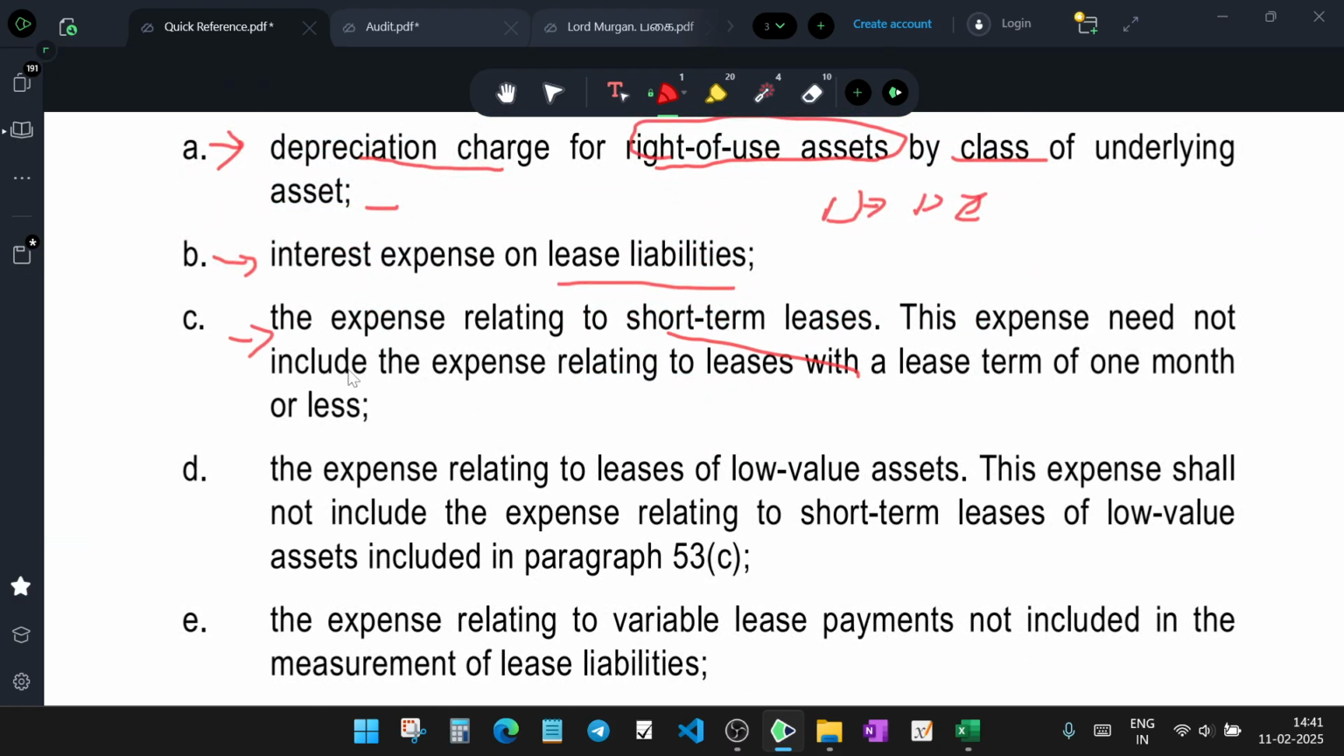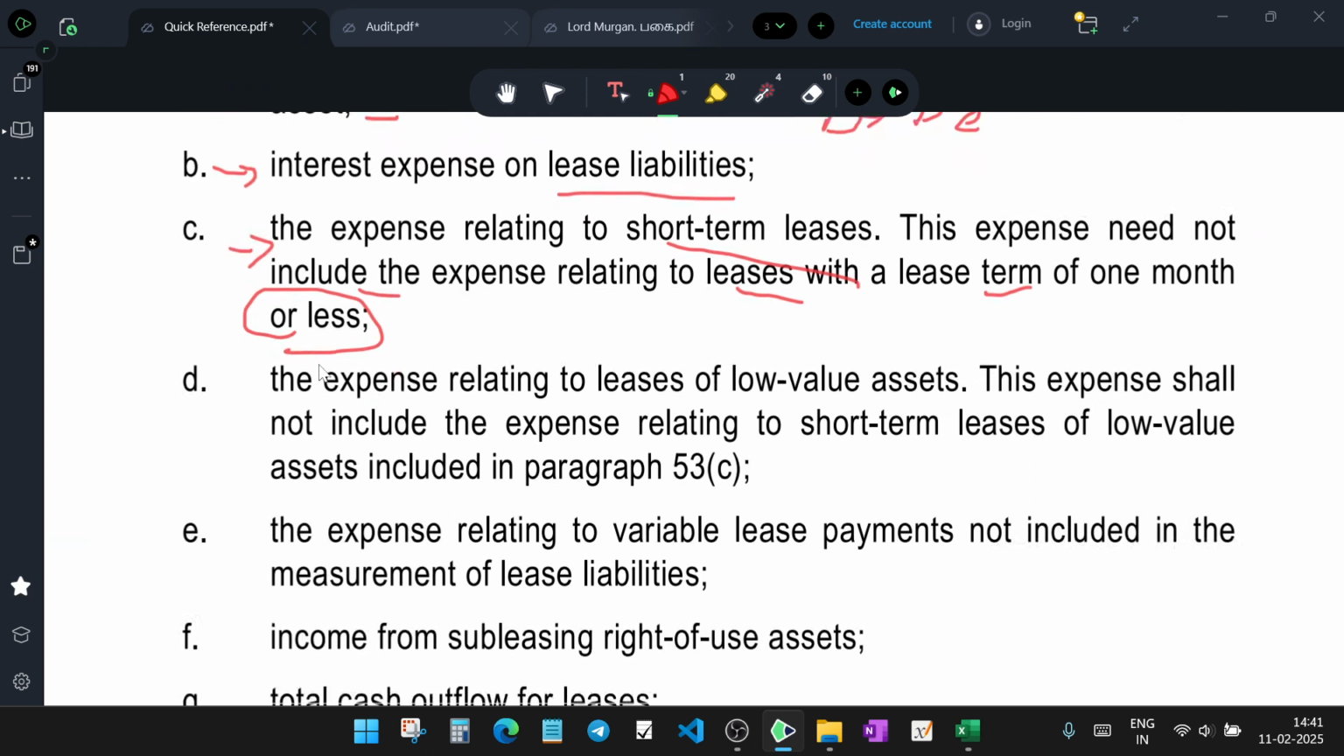The expense need not include expense relating to leases with a short-term lease of 12 months or less. So sometimes a lease is for one to three months only, so the right to the asset is not transferred to me. So it is directly charged to P&L rather than considering interest, income, or anything else. Expense relating to leases of low value assets.